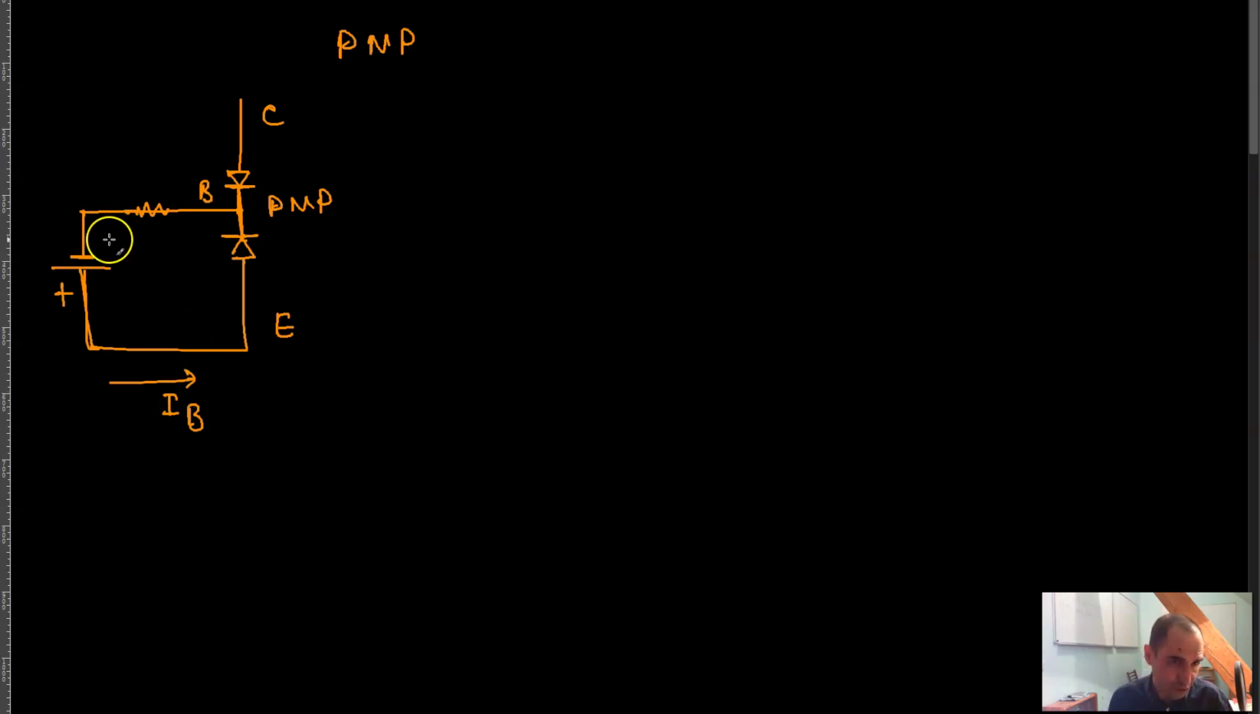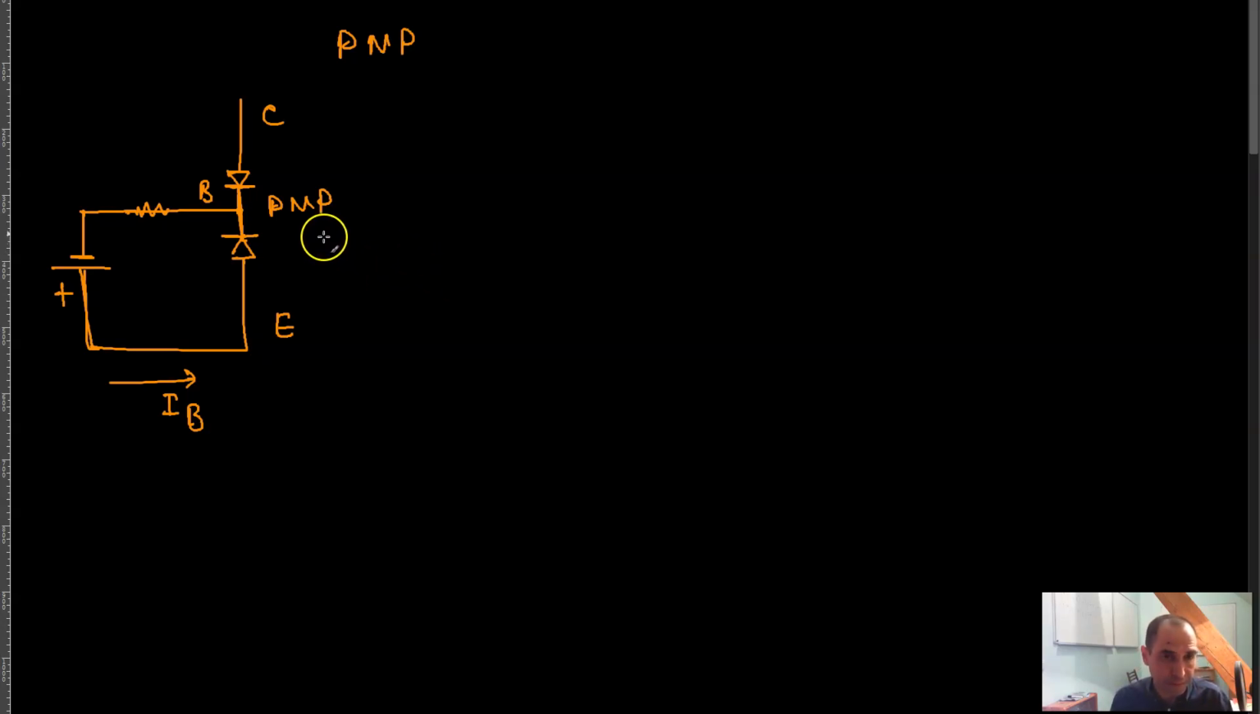And of course you can see that the power supply, compared to the NPN transistor, is connected in the reverse direction, and the current is, as a result, flowing in the reverse direction as well, but it's basically the same principle.